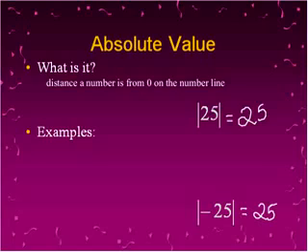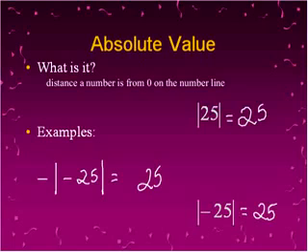Now, the only time you may get a negative answer when you're working with absolute value is if you have a problem like this: the opposite of the absolute value of negative 25. When you have a negative sign outside the absolute value, that's going to give you a negative result. Because the absolute value of negative 25 is a positive 25, but you have this negative sign out here, which gives you a negative 25 as an answer. So we're not saying that the absolute value is negative 25, we're saying the solution to this problem is negative 25.